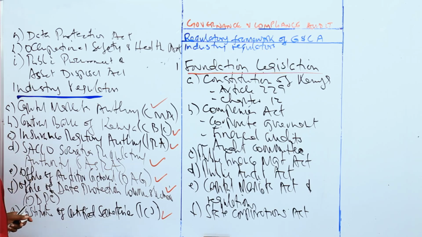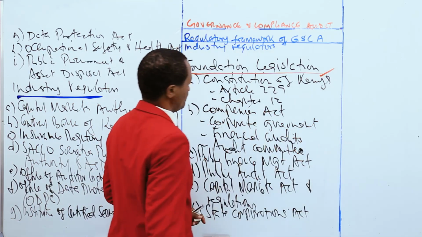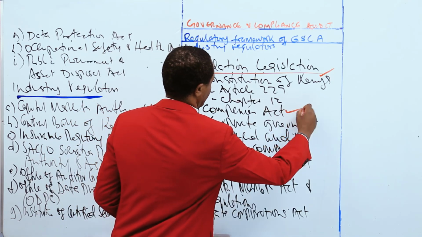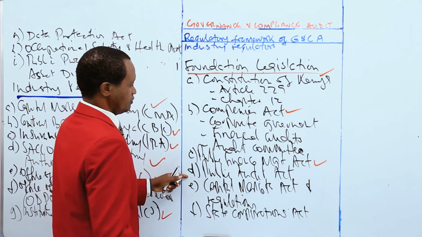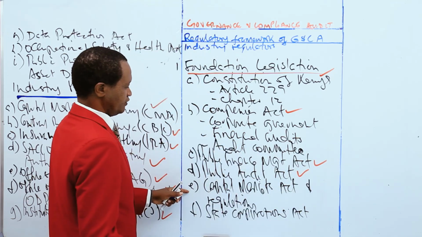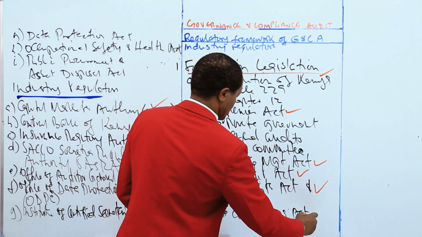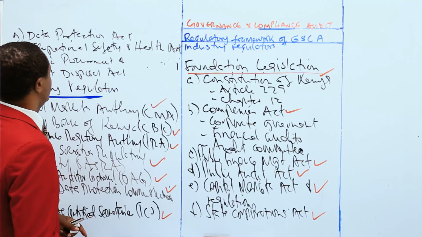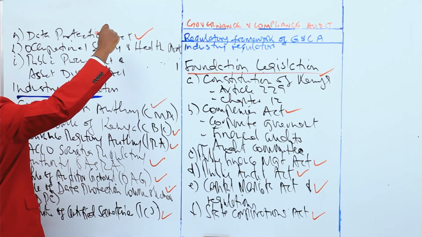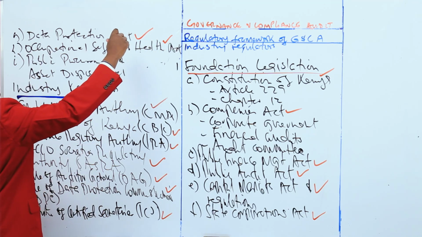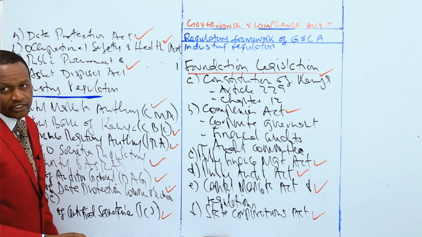Earlier on, we had identified the foundation legislation. 1 is the Constitution of Kenya. 2 is the Companies Act. 3, Public Finance Management Act. 4, Public Audit Act. 5, Capital Markets Act and its regulations. 6, we have State Corporations Act. 7, the Data Protection Act. 8, Occupational Safety and Health Act. Then lastly, we have the Public Procurement and Asset Disposal Act. And that's the end of today's lesson.